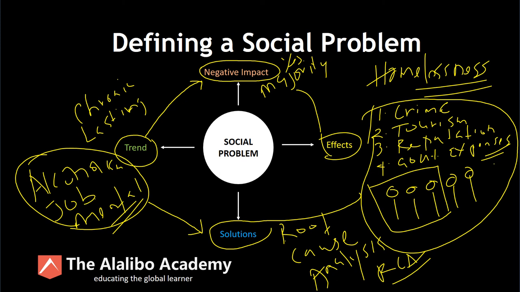So for us to get to that point, however, we need to determine if it's a social problem. And that determination starts with asking these questions. Yes, yes, yes, we have a social problem. And now we'll begin to look at the root causes and look at solutions. That's how we define a social problem.